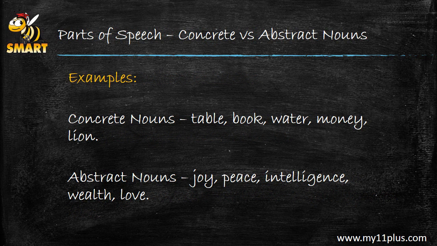Examples of those nouns. Concrete nouns, examples would be nouns that are familiar to you. Words like table, book, water, money, lion. Those are things that you can see or you can touch. And examples of abstract nouns would be words like joy, peace, intelligence, wealth, love. Those are ideas or qualities. So you know what they are, you think about them, you have a feeling about them, but you can't see them nor can you touch them.